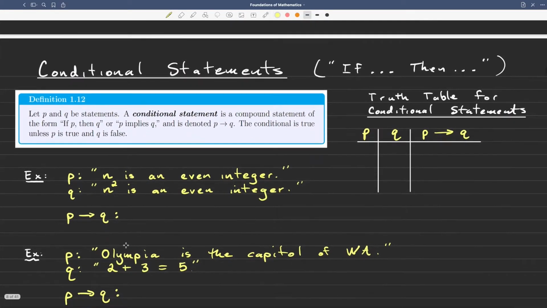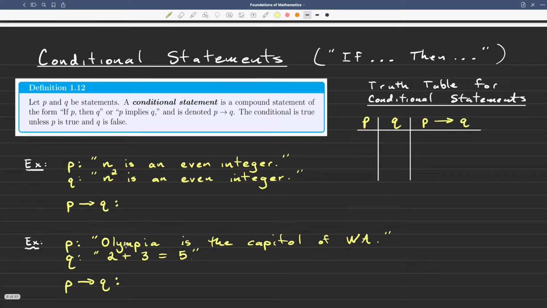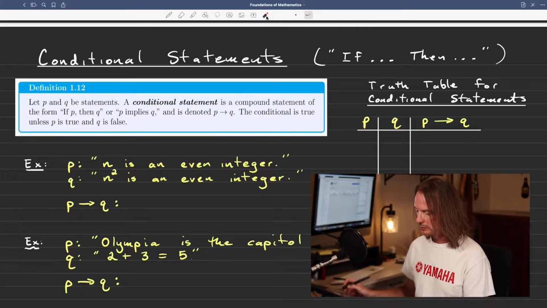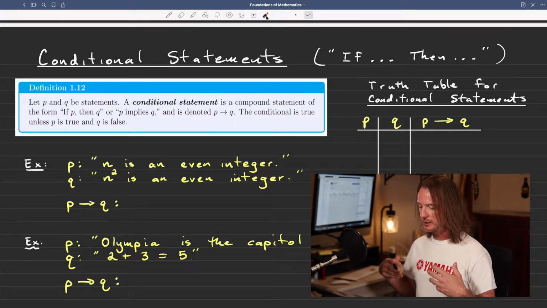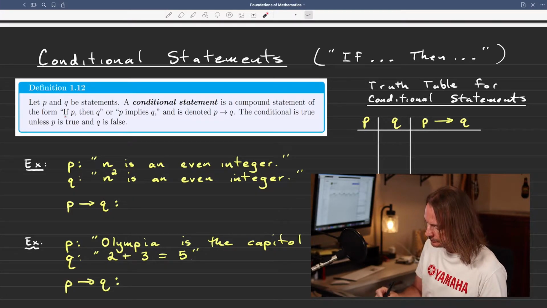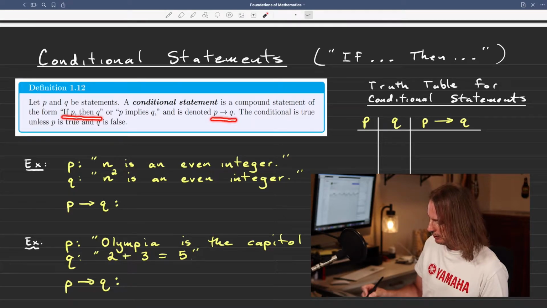Another fundamental way that we connect two statements P and Q is a conditional statement. So we do if-then. If P, then Q. So if P and Q are two separate statements, then we can form the conditional statement just by saying if P, then Q. And we denote that by P arrow toward Q.